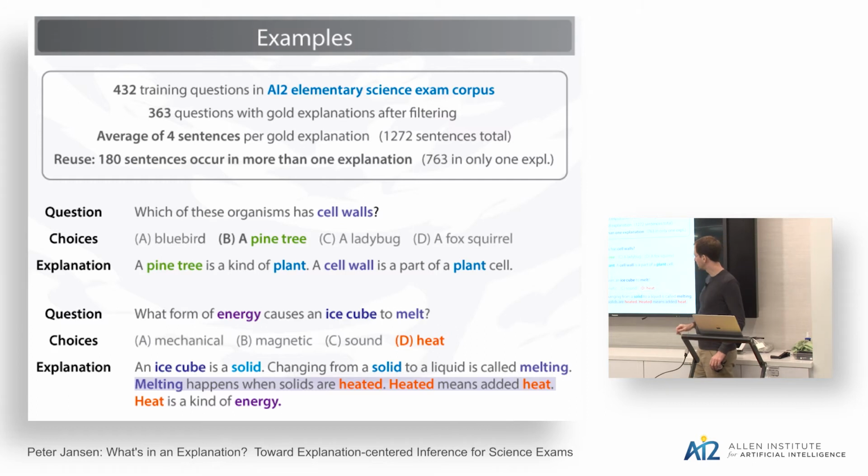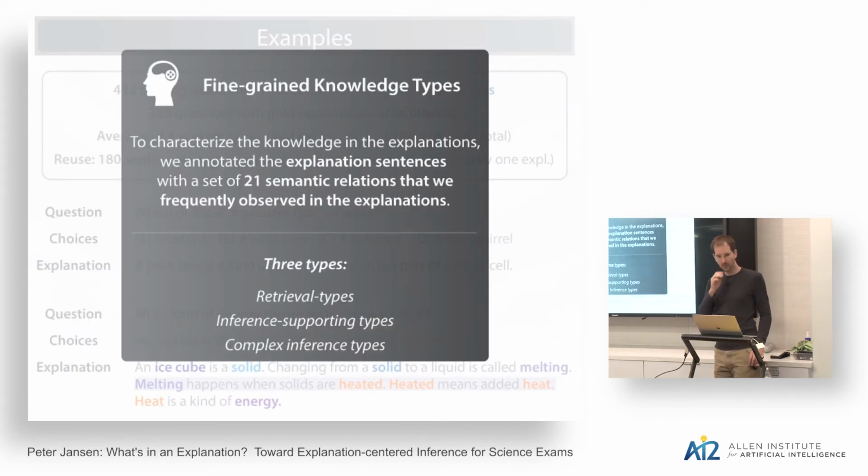The explanation that we generated is: an ice cube is a solid. Changing from a solid to a liquid is called melting. Melting happens when solids are heated. Heated means adding heat. This is a particularly lexical gluey sentence. And then heat is a kind of energy.